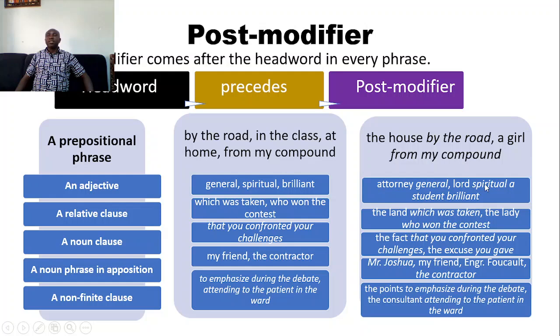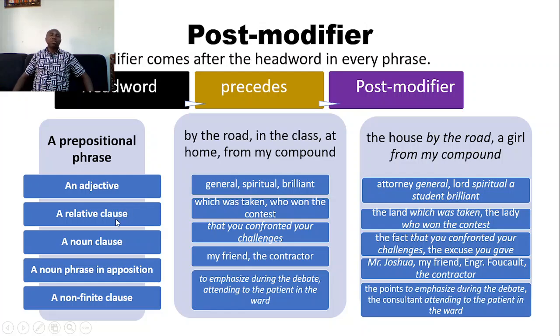Spiritual here is an adjective that post-modifies the noun Lord. A student, brilliant. Brilliant here post-modifies the noun student. You can find this in a sentence like, "I needed a student brilliant," because brilliant is emphasized in that context.